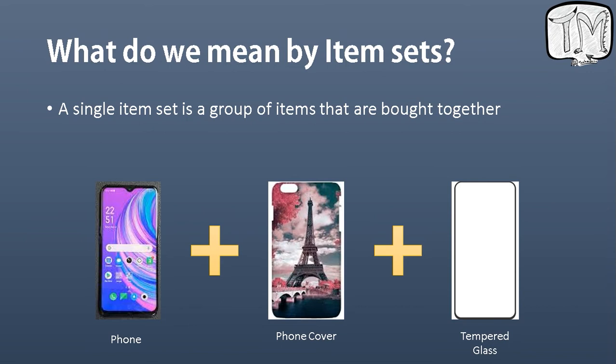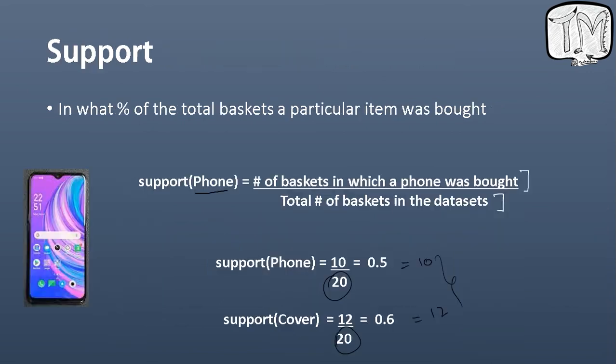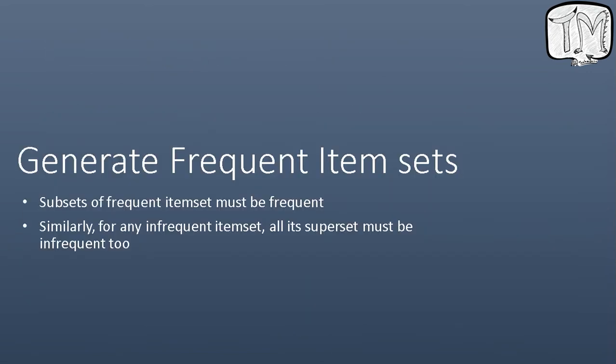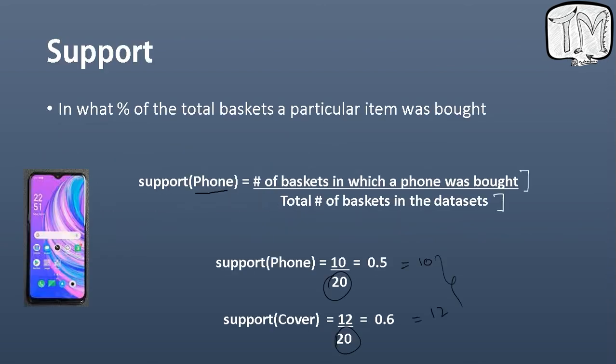So if we are calling this a set of frequent item set, then each individual item, that is phone cover and tempered glass, should or will always be frequent. So phone in itself will be frequent, phone cover will be frequent, and similarly tempered glass will also be frequent, okay. So this is one. Another is for any infrequent item set, all its supersets must be infrequent too.